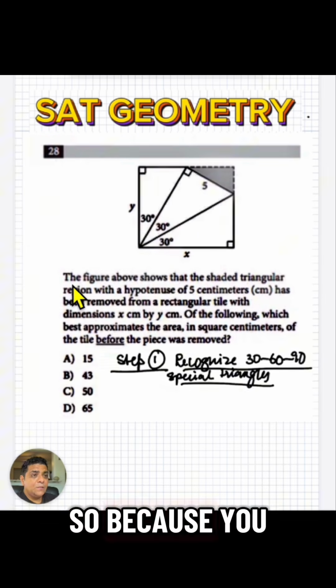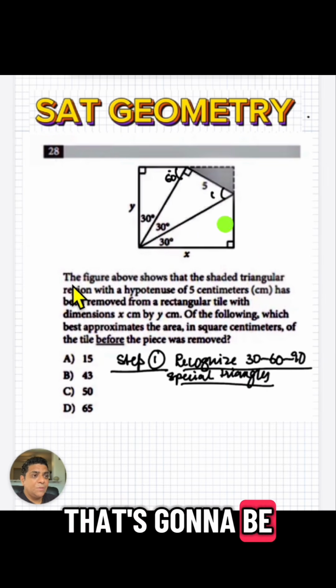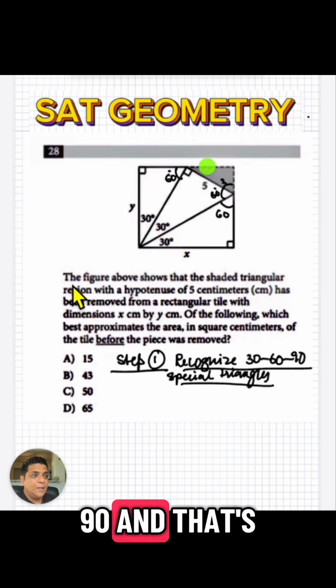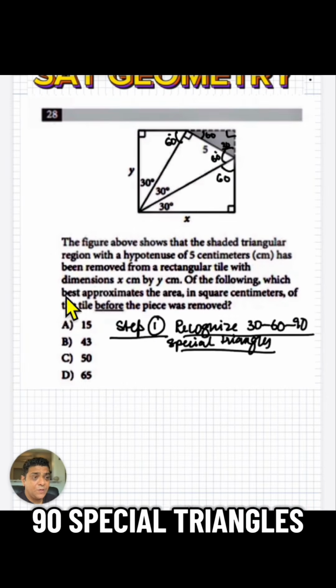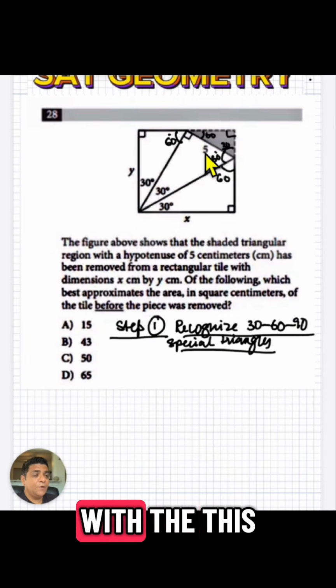Because you have your 30 degrees here and 90, that's going to be 60, and 30, 90, and that's going to be 60, and that is also going to be 60. So all of these are 30-60-90 special triangles. Okay, so we can start with this 5.